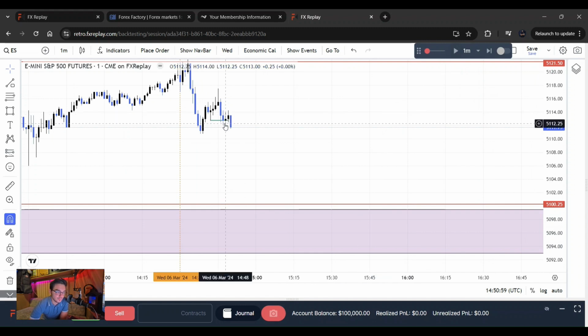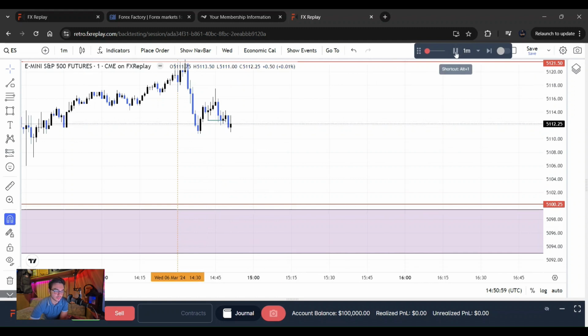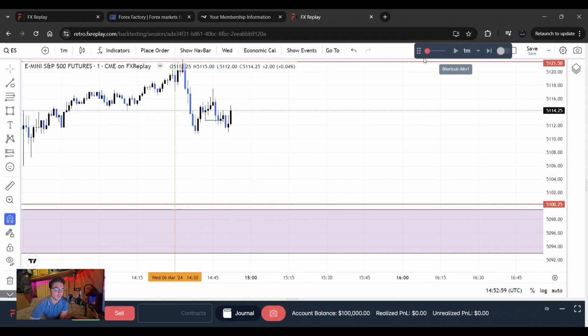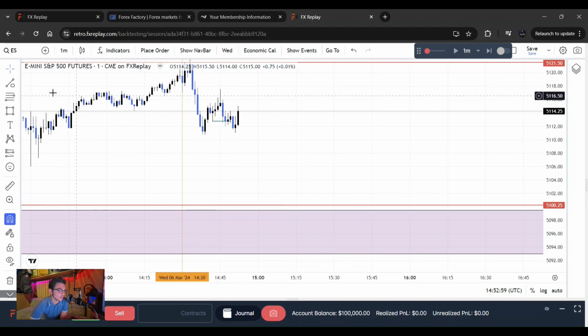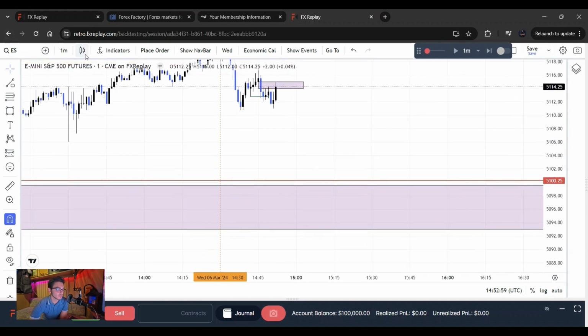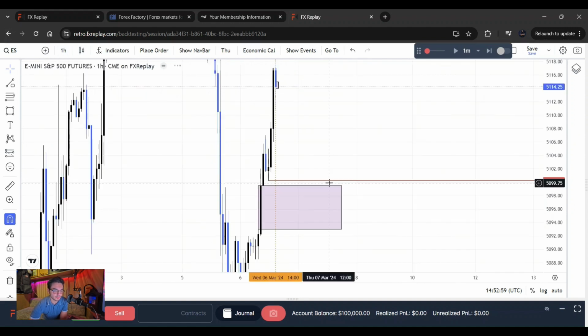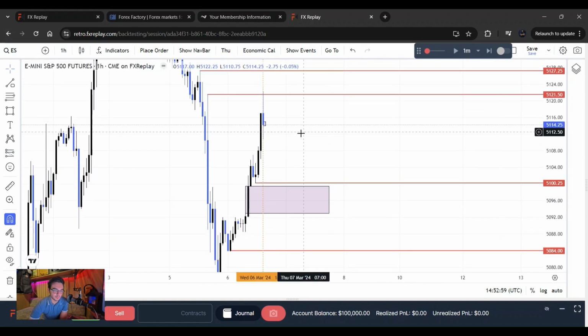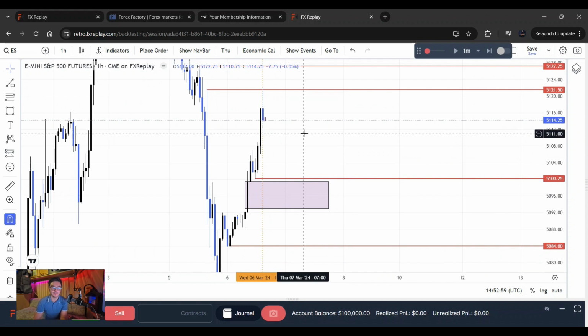This here is not a valid break of structure because we only get a wick below the most recent low. We need a full candle close like this one here. That is a valid break of structure. Now we see price pull back into this 1-minute fair value gap. If price ends up respecting it, I will take shorts all the way down to these H1 lows, the other side of liquidity. Because what does the market chase? Liquidity.